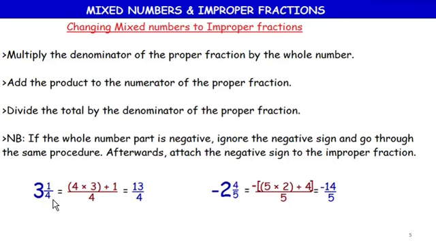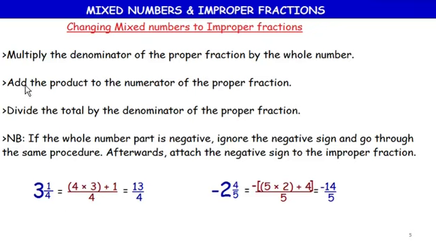In converting from the mixed to the improper, the first thing is multiply the denominator of the proper fraction by the whole number. So here our denominator is 4, right? So we multiply 4 by 3, right? So 4 times 3, which is 12. So that is what you are seeing here, 4 by 3. That is the first step.